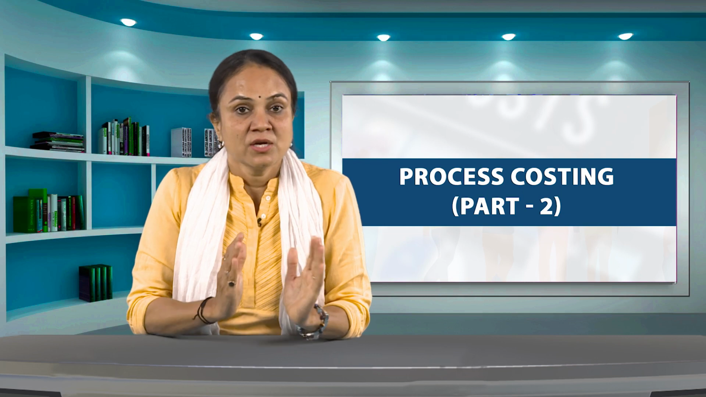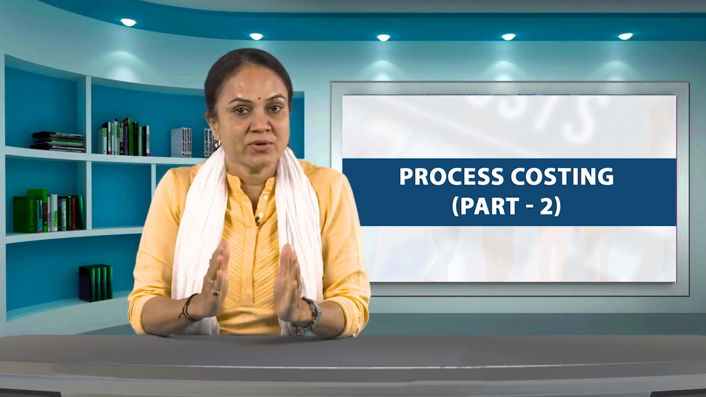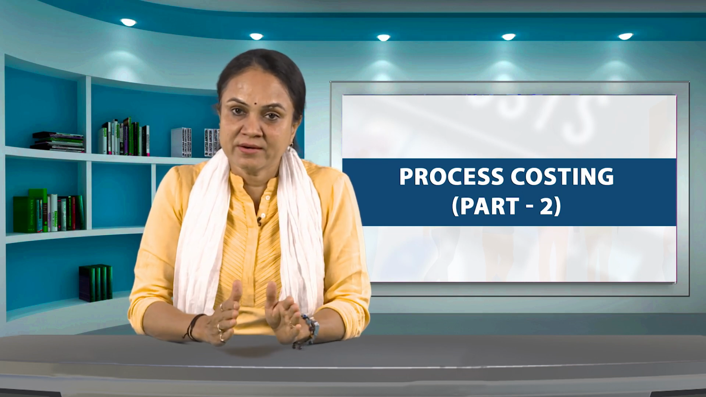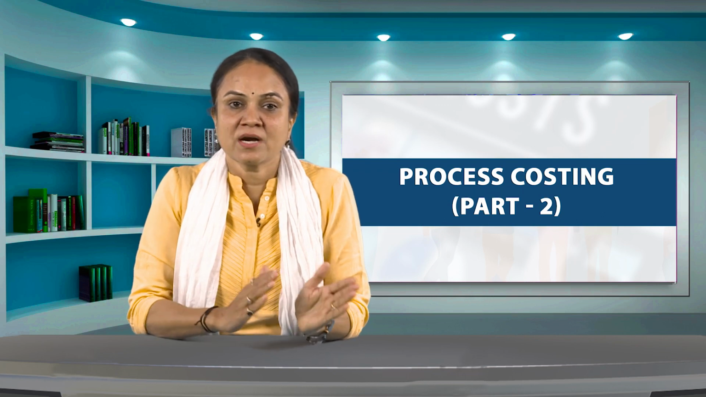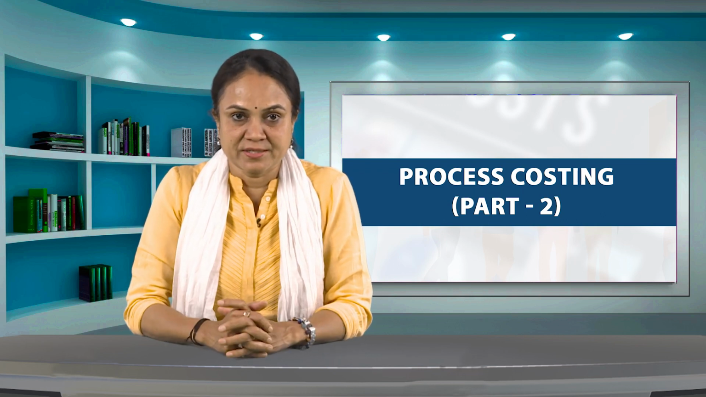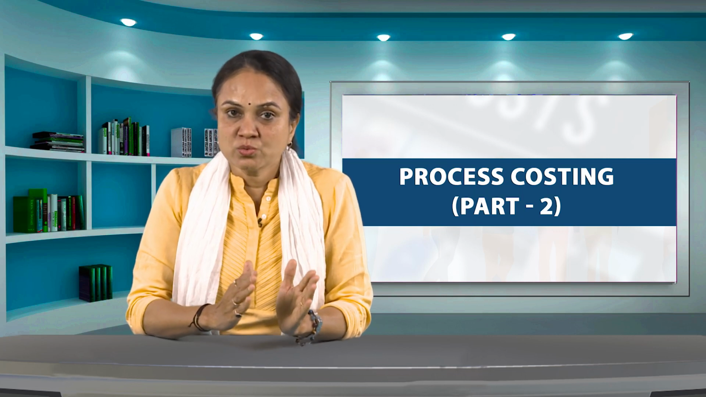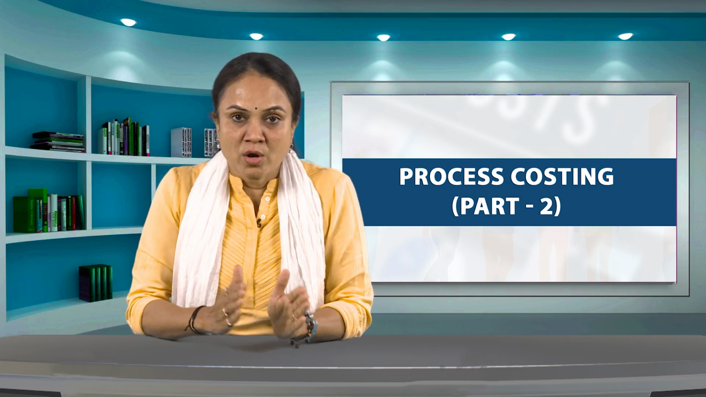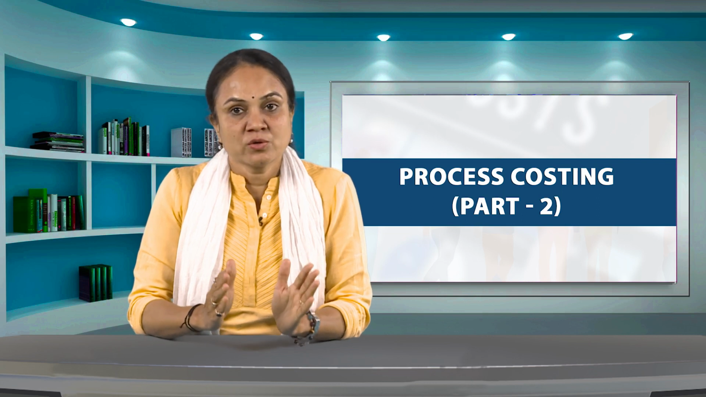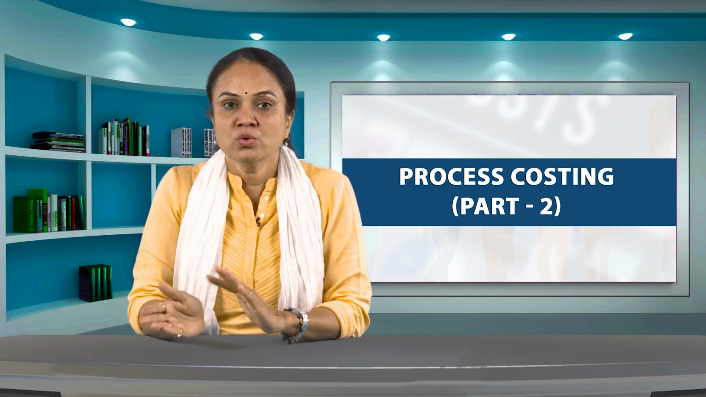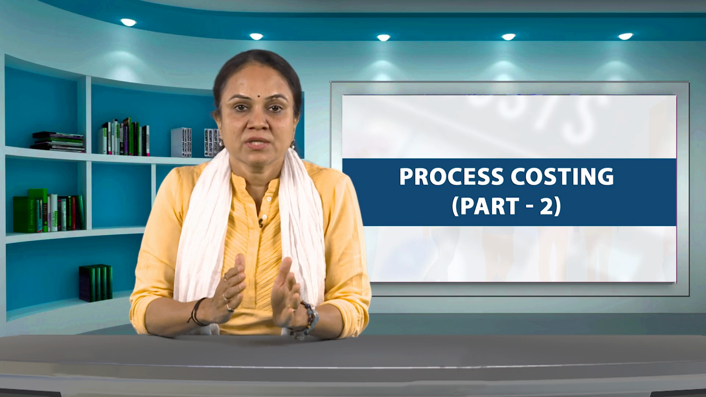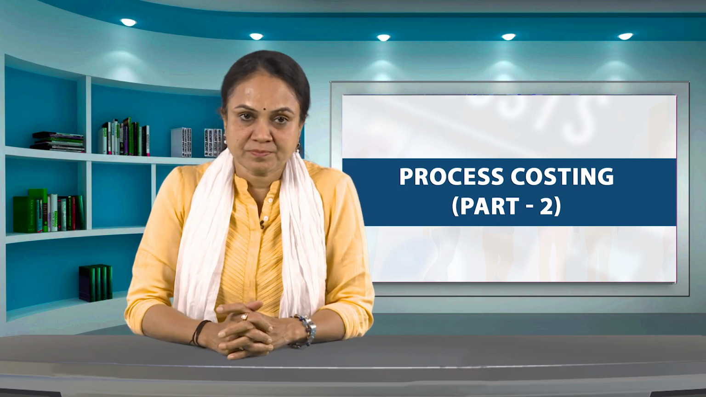Journal entry is: abnormal loss account debit 32,500 to process account 32,500. Second, bank account debit rupees 2,500 and profit and loss account debit rupees 30,000 to abnormal loss account 32,500.